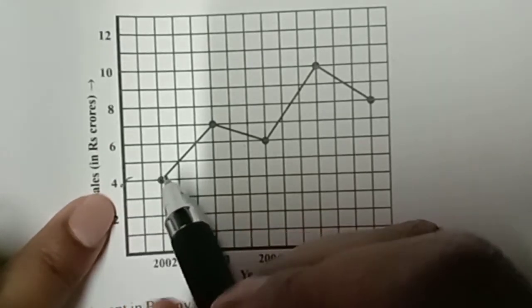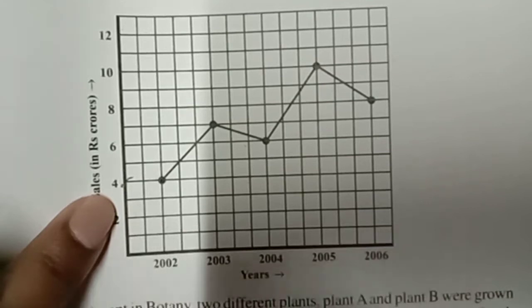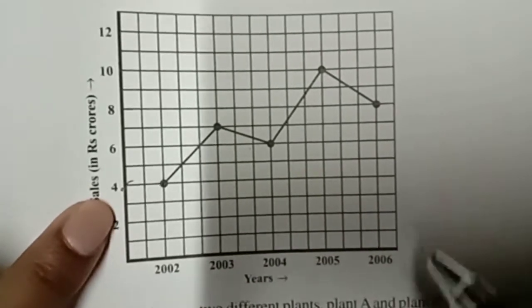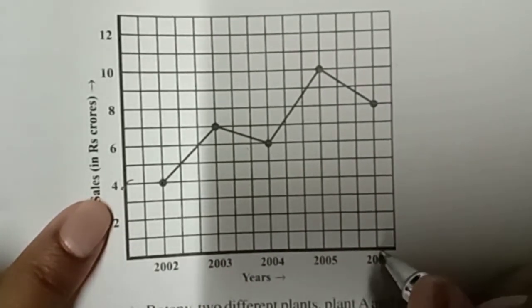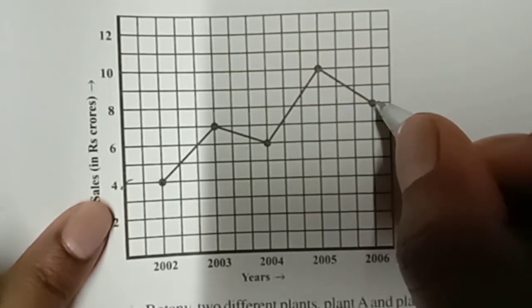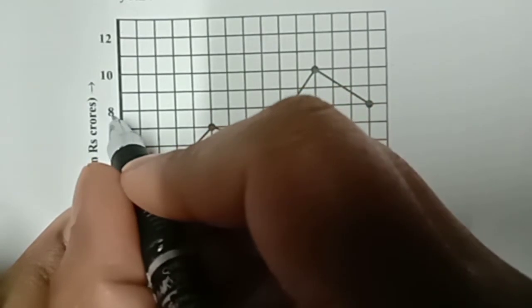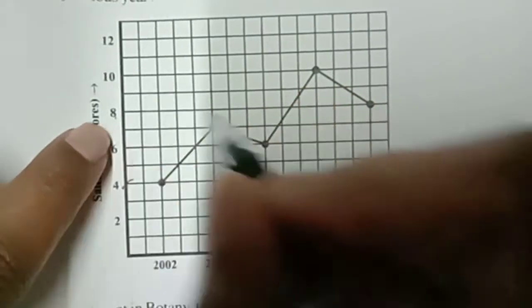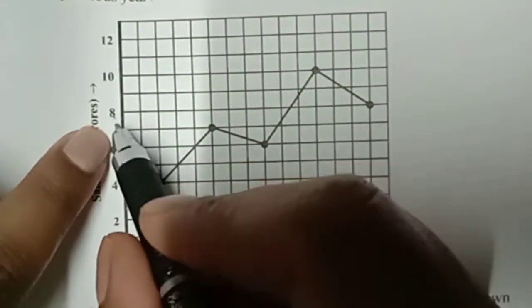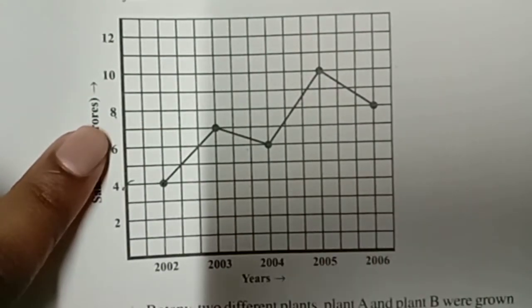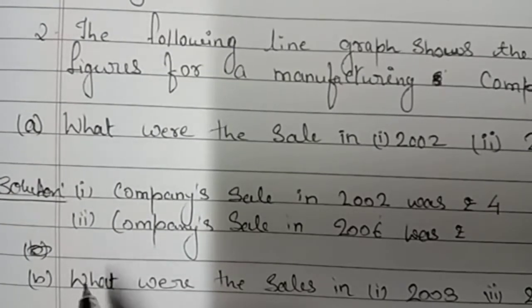In 2002, what was the sale? Rupees 4 crores. And we check next 2006. So 2006 is this one. Moving across to sales, it will be rupees 8. So in 2006, what was the sale? Rupees 8 crores.